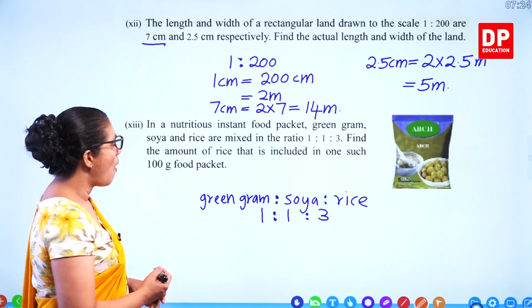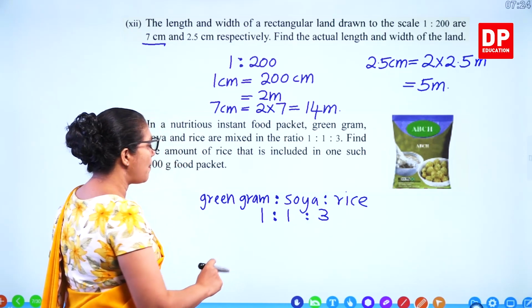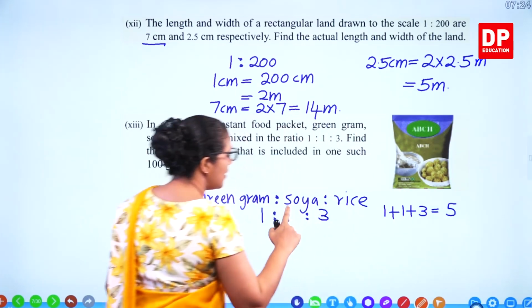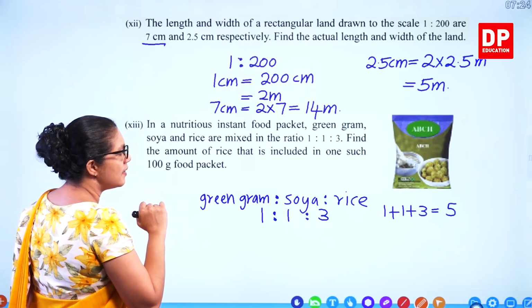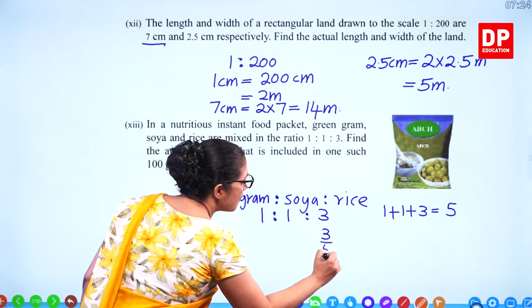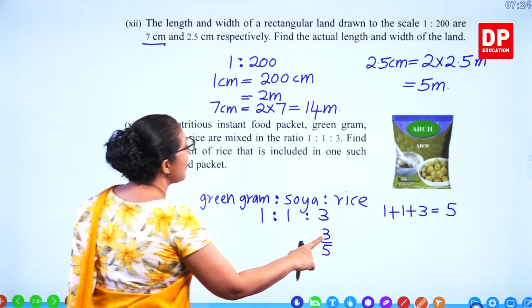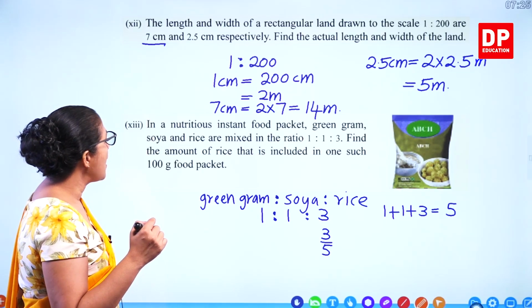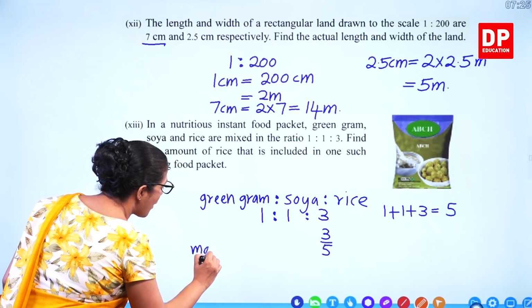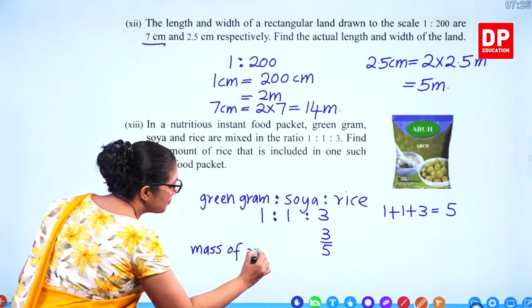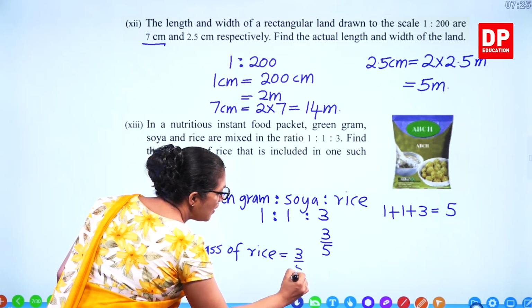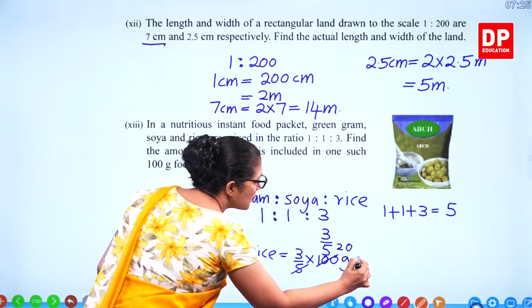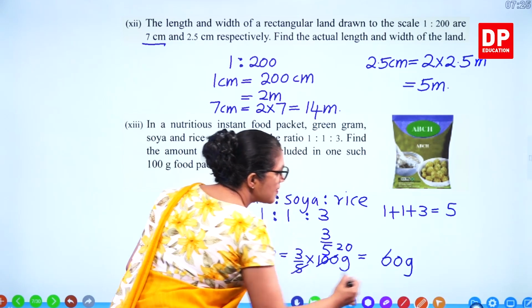You don't need to find all. So how many altogether total parts? 1 plus 1 plus 3, 5 parts are there. So what's the fraction here? 3 over 5 as a fraction. So we can find if the full mass is 100 grams. So what's the mass of rice? Mass of rice is 3 over 5 into 100 grams. So the answer is 60 grams of rice is there.